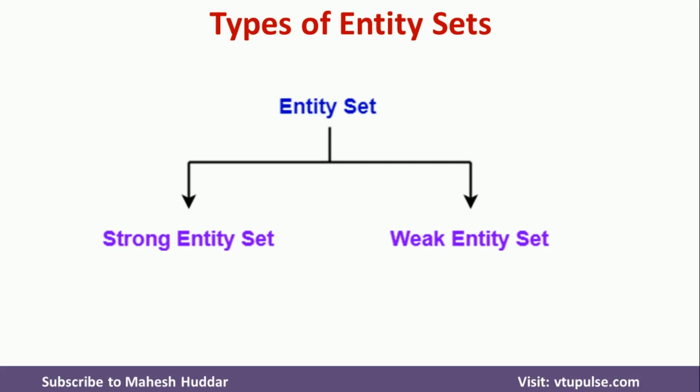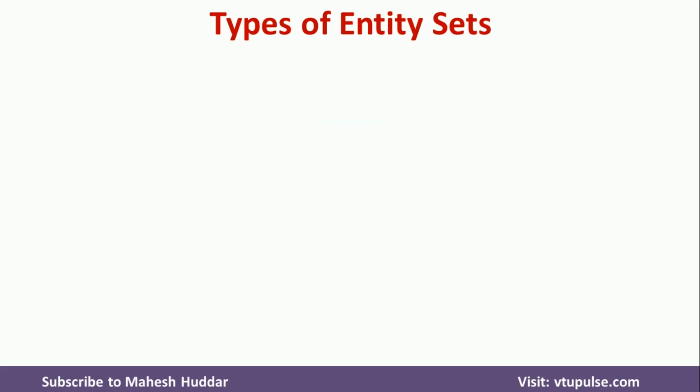There are 2 types of entity sets in DBMS. The first one is strong entity set and the second one is weak entity set. We will try to understand each of these types one by one.